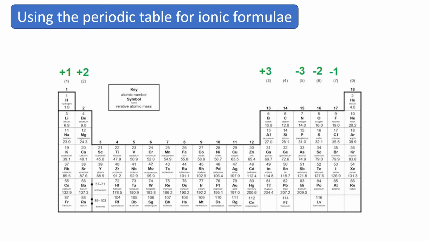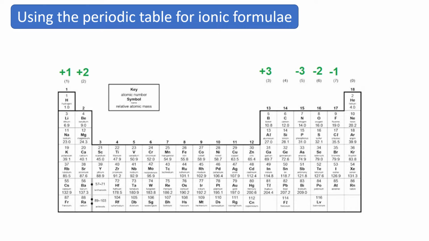So I want to look at ionic formulae for a minute. This should look very familiar to you. The periodic table, this is the one that you're getting in the exam. This is the one that OCR provides. And hopefully you would recognise those green numbers that I've put up there. Group 1 loses 1 electron. Group 1 are group 1 because they have 1 electron in the outer energy level.